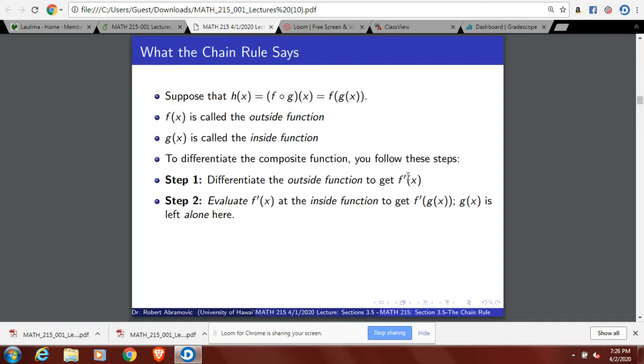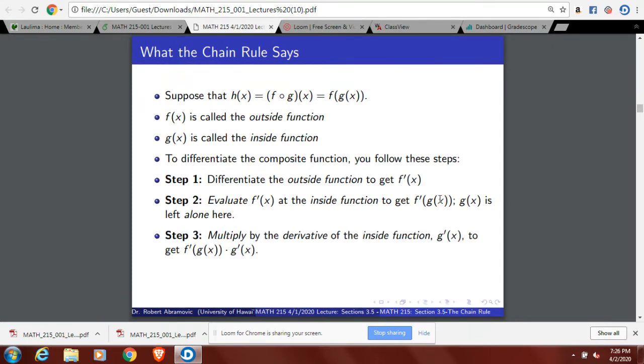So differentiate the outside function, plug in the inside function as an input, and then last step is to multiply the derivative by this whole expression, f prime of g of x, by the derivative of the inside function, g prime of x. And then we get our final answer, f prime of g of x times g prime of x.